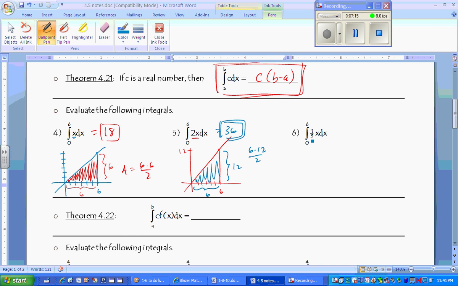For number 6, we have 1/3 x for our line. So this one starts at 0, 0, slope of 1/3, up 1/3, up 1/3. So we want to find the area under the graph right here, this little triangle. Base of 6 again, height is 2. So the area, our definite integral, 6 times 2 divided by 2, we get an area of 6.